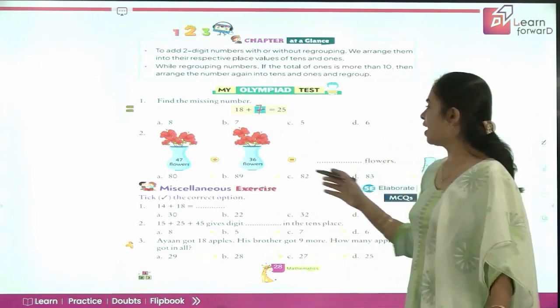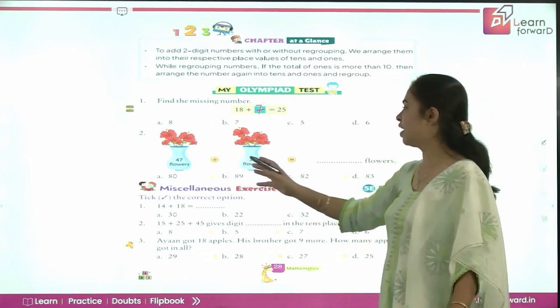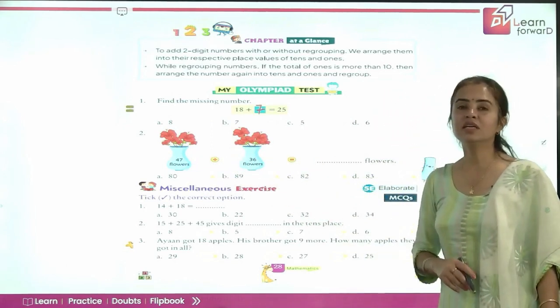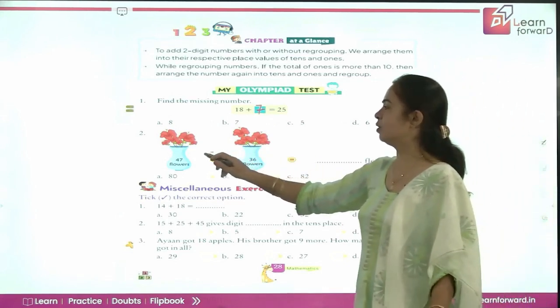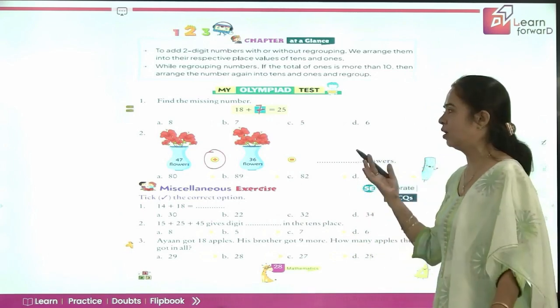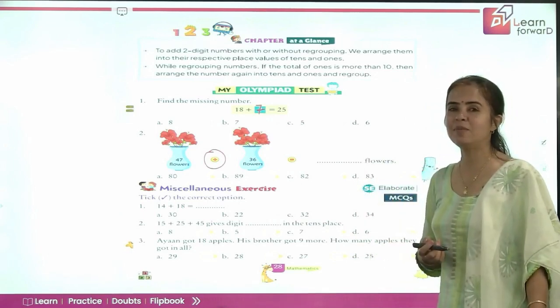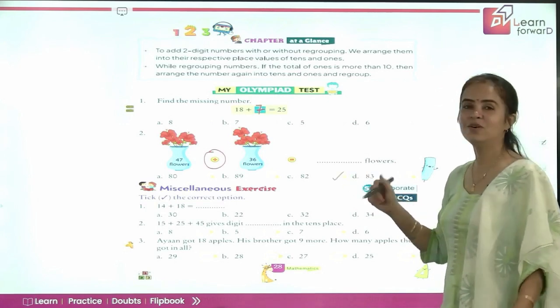Now we have some vases here. In the first vase, we have 47 flowers. In the second, we have 36 flowers. So can you tell how many total flowers are there? Because they are asking, putting a plus sign, asking you to add them all. So what's the answer? Quickly tell me. 83, is it there? Yes, you got it perfect.